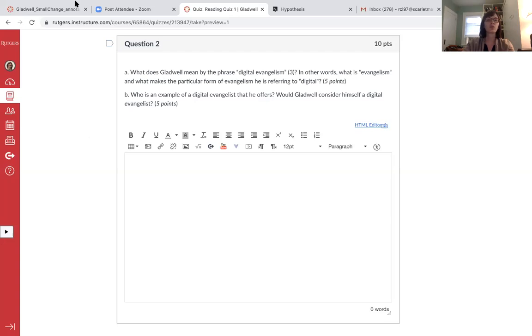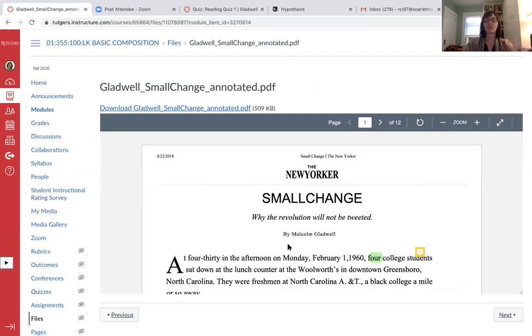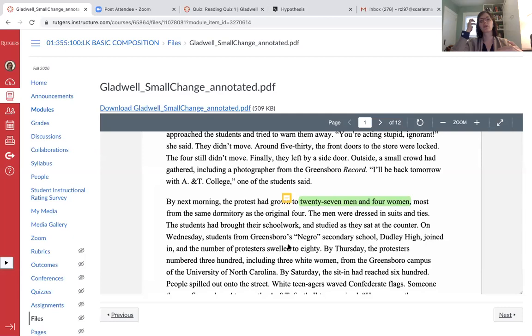You're going to go to this annotated version. Let me make sure I'm sharing that. Great, okay. So you're going to go back to Gladwell's small change that's annotated and read through those annotations. I think I caught them all, every example that Gladwell uses of a digital evangelist. So just reading through those annotations will allow you to find 3 examples, and doing so will earn you some extra points on the quiz. Okay, so I'll pause and let you dig into those annotations.